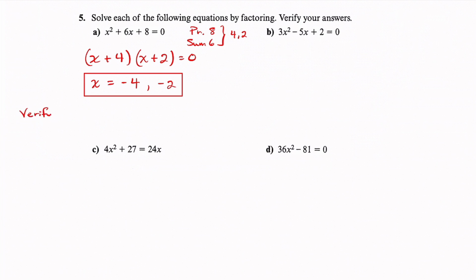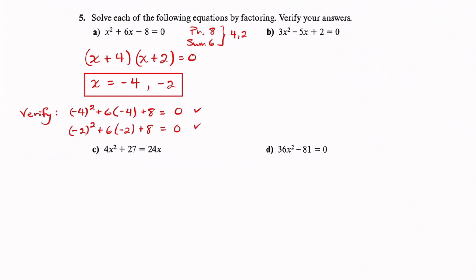To do that, you just take your answers and put them back into the equation that you were given. So I'm going to have negative 4 squared plus 6 times negative 4 plus 8. When I evaluate that, you can use your calculator to help check, you do get 0, which is what we needed to get. So that one is good. When I do my second one, it's going to be negative 2 squared plus 6 times negative 2 plus 8. That one you also get 0, so you know that that one is also correct.